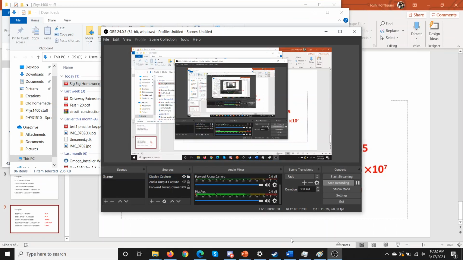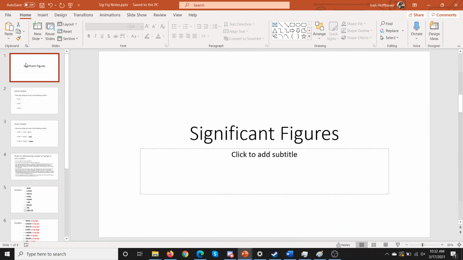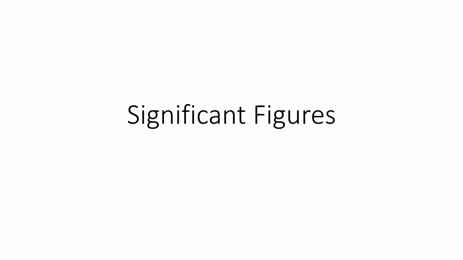So, there we go. I have uploaded notes on significant figures to the Google Classroom. Do please take a look at those. The notes pair along with what I'm saying here. I'm going to be going through the slides as we go. And significant figures represent precision in measurements.